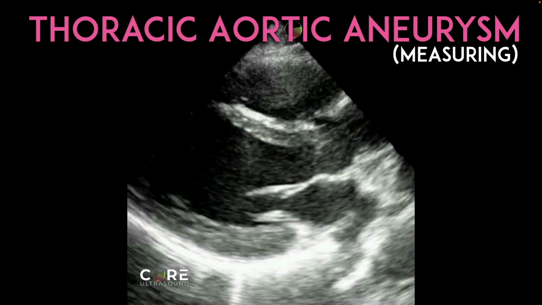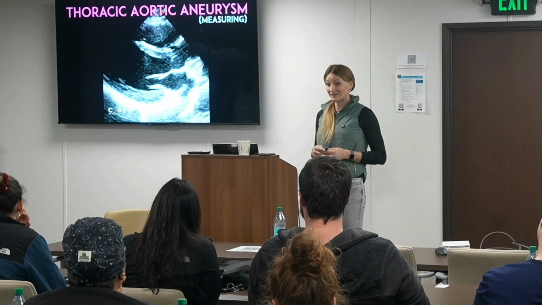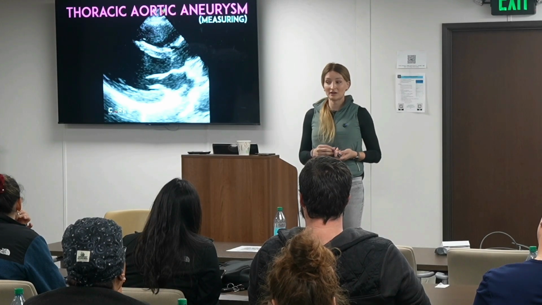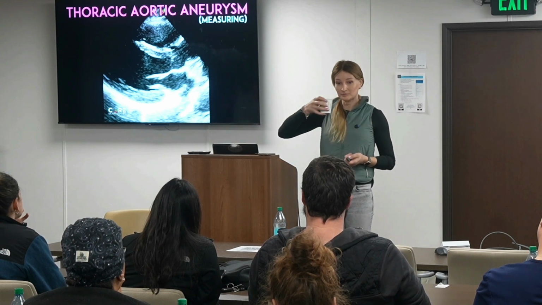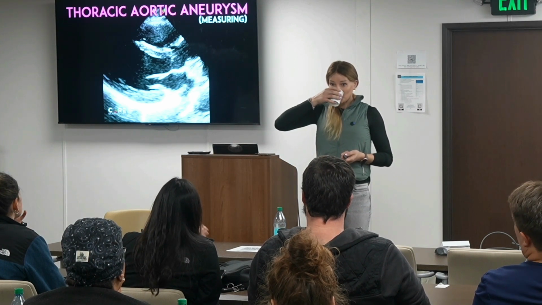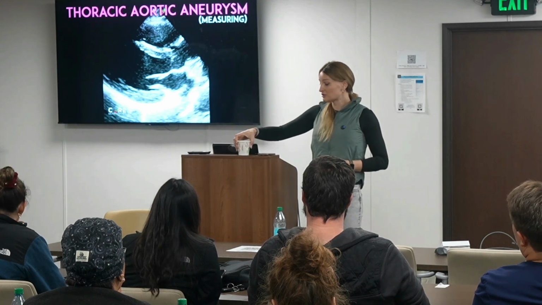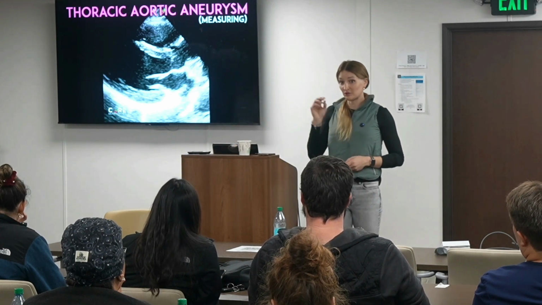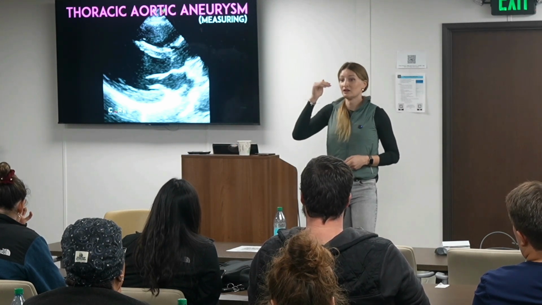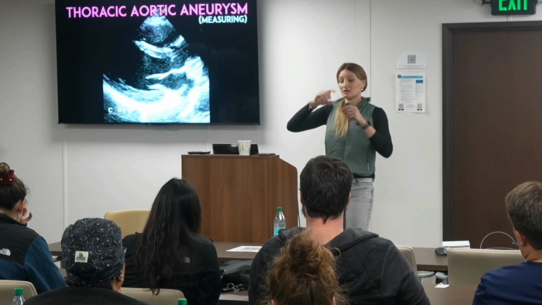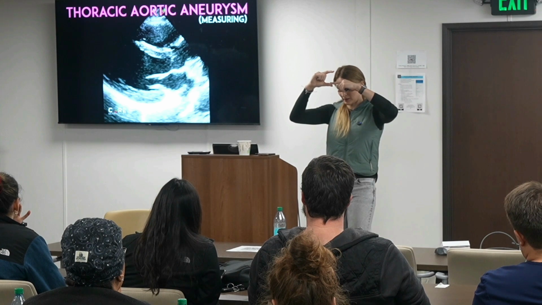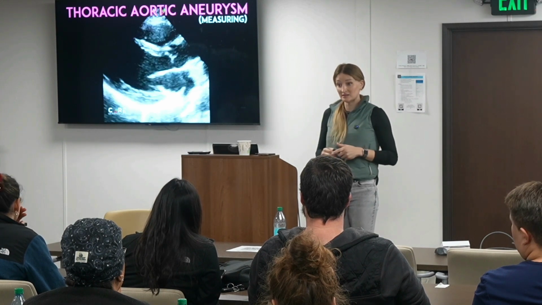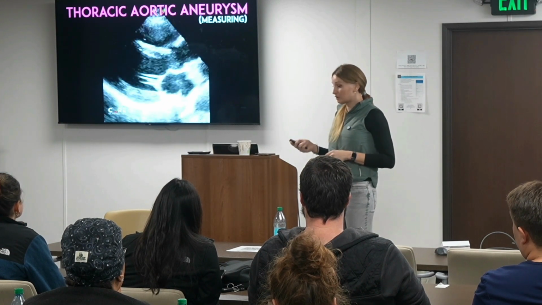Now let's talk about a thoracic aortic aneurysm and how to measure it. How do we measure AAAs, abdominal aortic aneurysm? Where do we put the calipers? Outside to outside. We do something a little bit different with the thoracic aorta. We actually measure leading edge to leading edge. So we want to measure the outer to the inner. That's actually what we want to measure on ultrasound. So the places that we put the calipers are a little bit different.